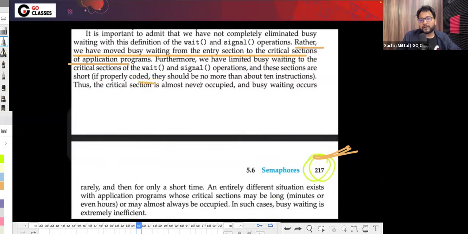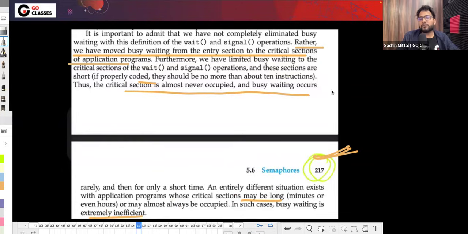And these sections are short. If properly coded, this should not be more than 10 instructions. Thus, the critical section is almost never occupied and busy waiting occurs rarely and then for very short time. This is in contrast with application programs whose critical section may be long, minutes or even hours, or may almost always be occupied. In such a case, busy waiting is extremely inefficient.